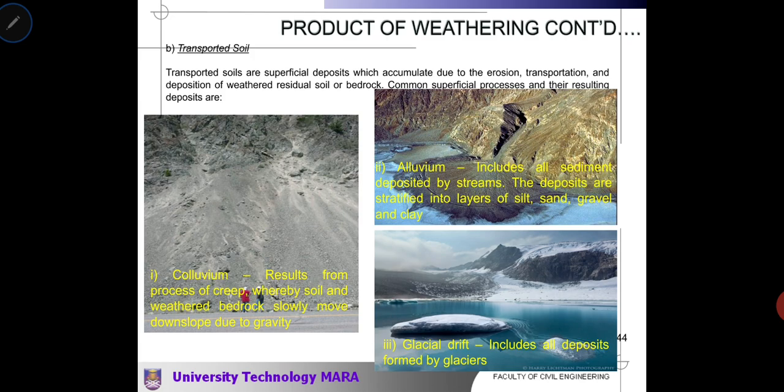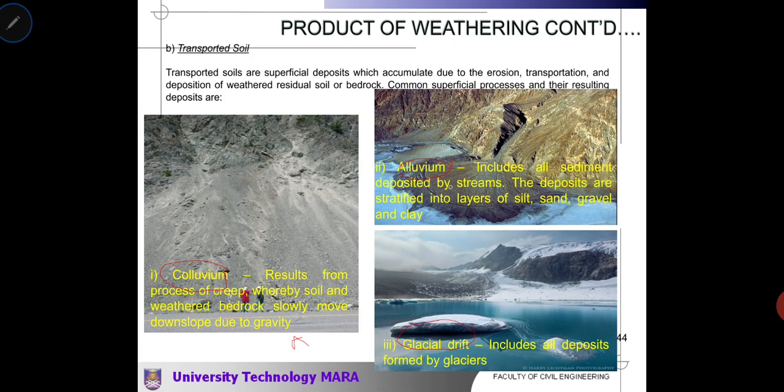Transported soils are superficial deposits which accumulate due to erosion, transportation, and deposition of weathered residual soil or bedrock. The three types of transported soil are colluvium, alluvium, and glacial drift. Colluvium results from the process of creep whereby soil and weathered bedrock slowly move downslope due to gravity. So this is more on the hillside.